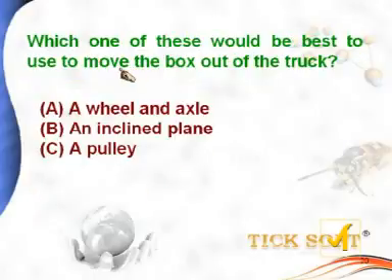Which one of these would be best to use to move the box out of the truck? The options are option A, a wheel and an axle, option B, an inclined plane, option C, a pulley. Among these three, which simple machine is used to move any object? That is the inclined plane. So an inclined plane is a simple machine which is used to move the box out of the truck. If you have to move something out of the truck, you should use this inclined plane. It will be very easy for you to remove the box out of the truck. This inclined plane makes your work easier.